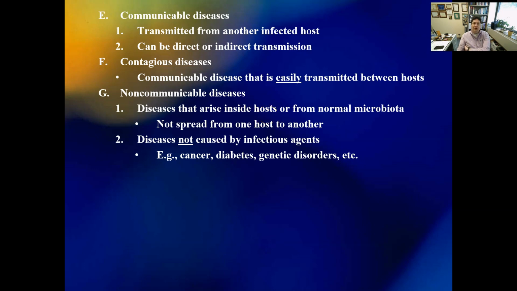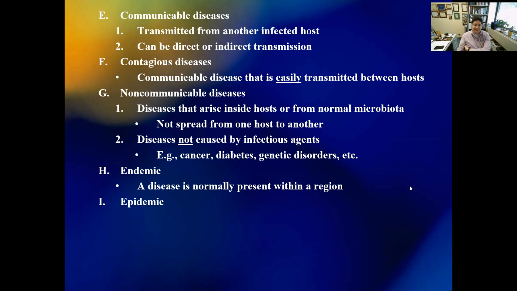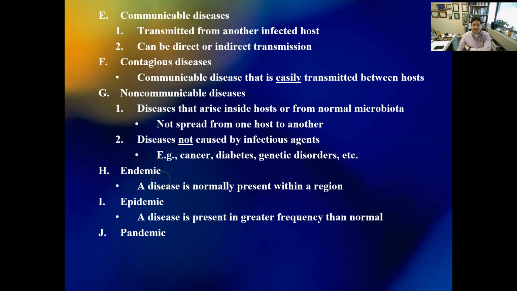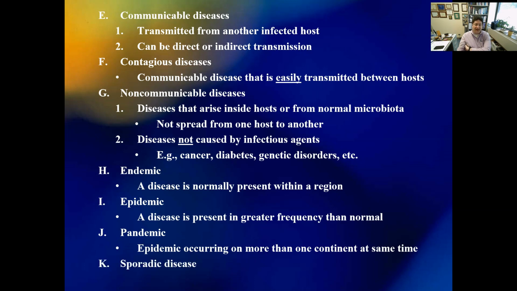Then we look at where the disease occurs. Endemic means the disease is normally present in a region. So it's normally there. An epidemic is a disease that's present in far greater frequency than usual. So it's an endemic disease, but it's in greater frequency than it should be. That's an epidemic. A pandemic is an epidemic on more than one continent. And then a sporadic disease is one that occurs very irregularly or rarely in a region.